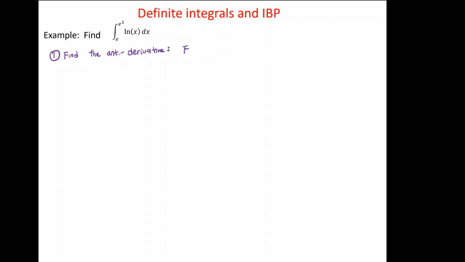I give the antiderivative a name. I call it capital F of x. And it's just the question without bounds. Just ignore the e and the e to the 3. I want to find the antiderivative of ln of x dx. Okay, and we saw what the answer was from the beginning of the video.